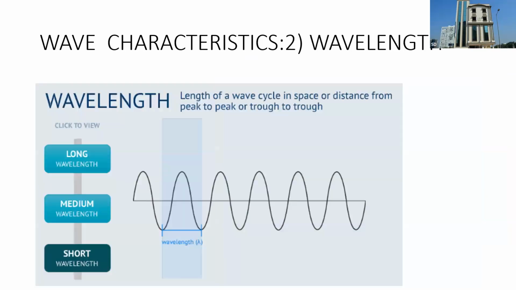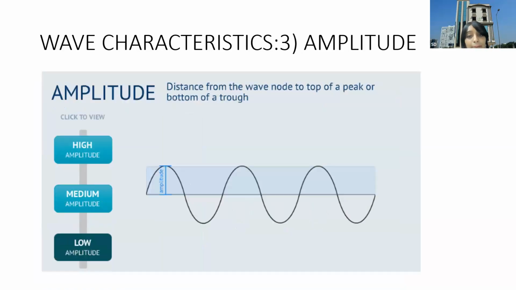The second characteristic is wavelength. The wavelength is the length of a wave cycle in space, or the distance from one peak to another peak, as we see in this diagram, or from one trough to another trough. Next is the amplitude. The amplitude of the wave is the height from the baseline. The distance from the wave node to the top of the peak or the bottom of a trough is known as the amplitude.